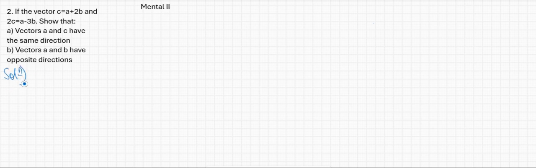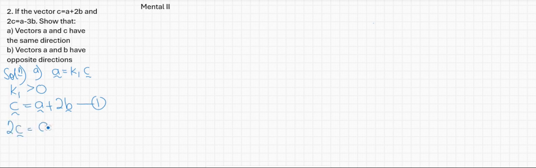For the first part, if a and c have the same direction, then the vector a can be written as a equals k1 times c, where k is a scalar, and that scalar should be positive, greater than 0. So let's take the two equations. We are told that the vector c is equal to a plus 2b, let's call this equation 1, and the vector 2c is equal to a minus 3b. That will be equation 2.